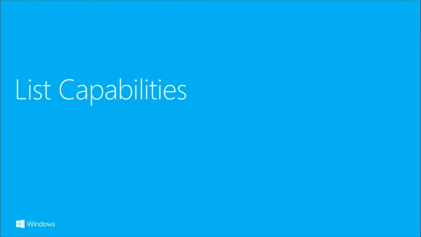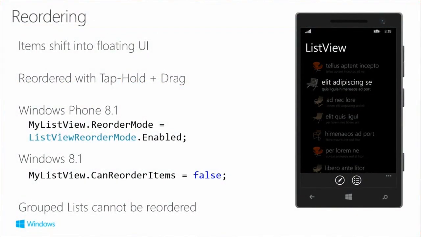Okay, so that's an overview of the templates that we have available. Let's look a little bit at the capabilities that these list controls give us. We can do some really cool stuff like reordering. And when we shift our list view or grid view into a reordering mode, our items shift into this floating UI. We can reorder very simply by just tapping on an item and then dragging it up or down the list. Or with a grid view, it would be across our list.